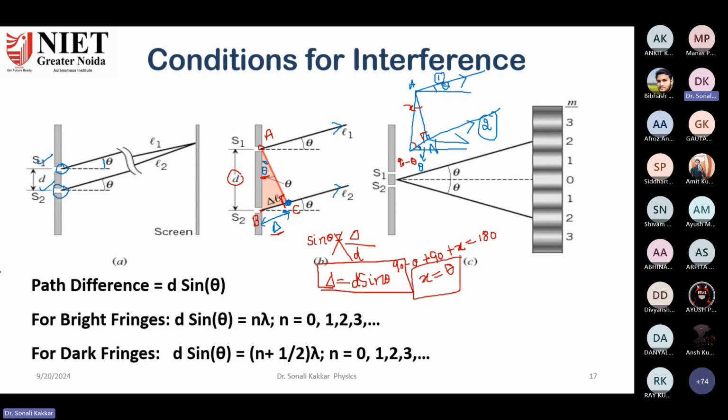So this is the path difference between rays 1 and 2. For bright fringes, what was the condition for constructive interference? Path difference should be equal to n lambda. Yesterday we discussed this. n is an integer and takes integral values. And for dark fringes, path difference delta should be equal to (2n plus minus 1) lambda by 2.